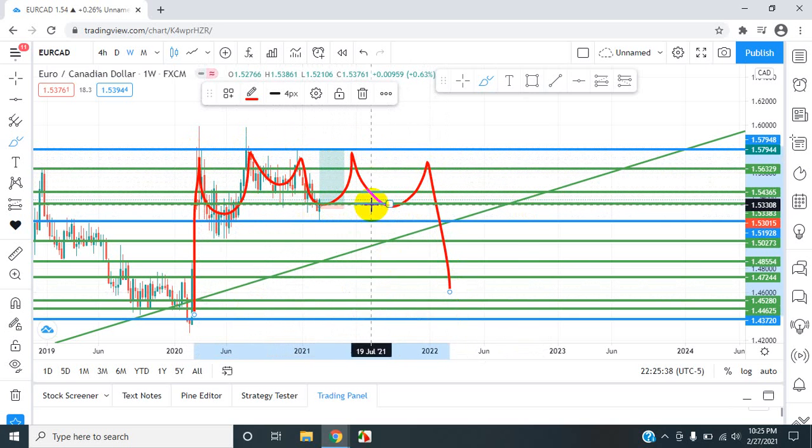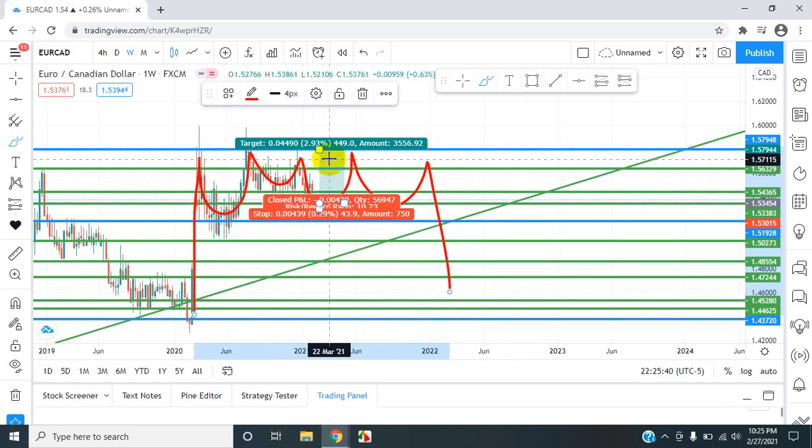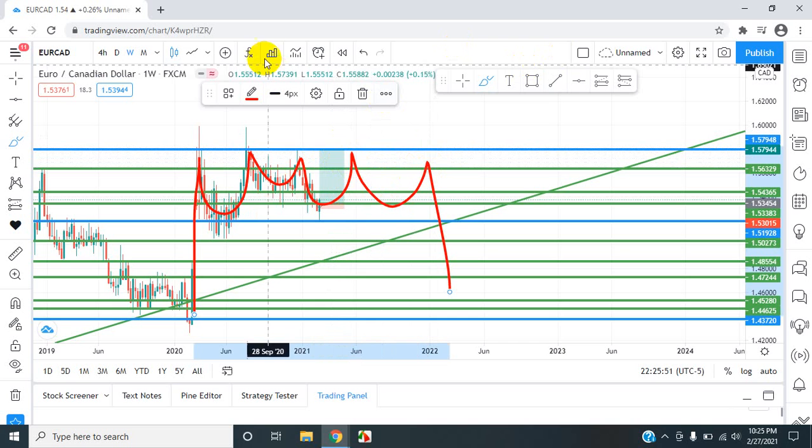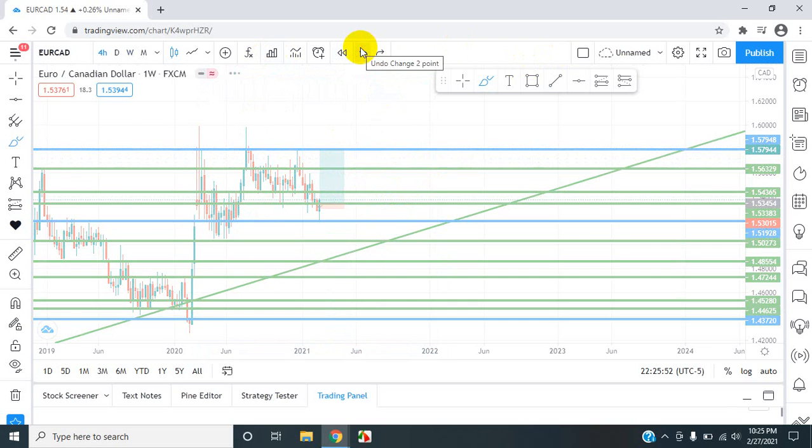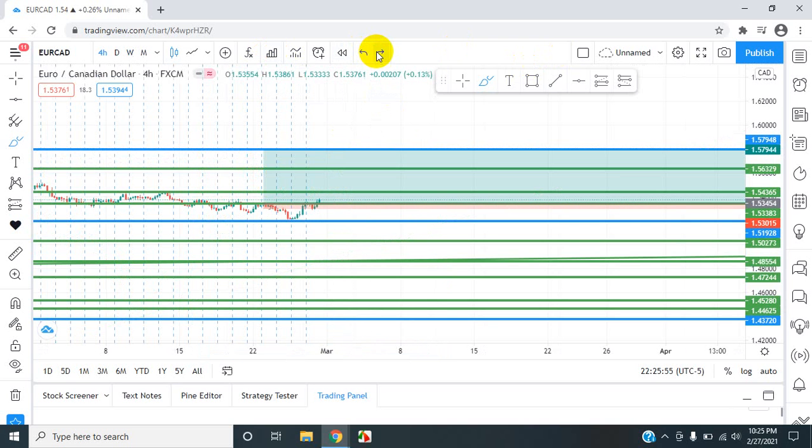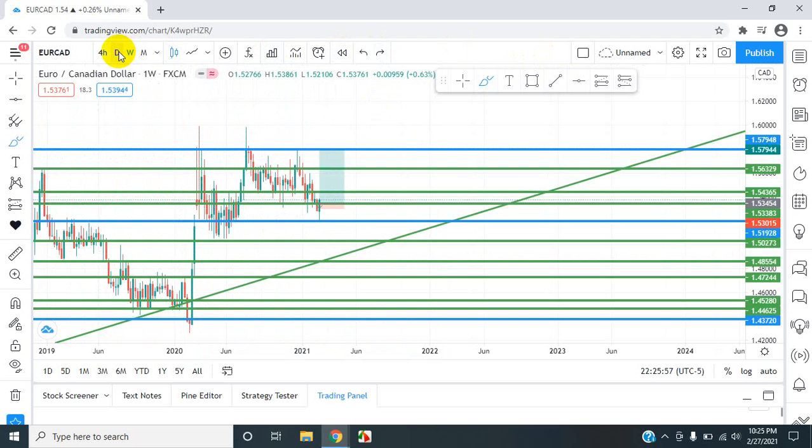So we're in that uptrend. We're looking for a pattern to happen here to take it for a buy for an estimate of 449 pips. So I'm going to clear my screen, and we're going to take a look and see if we see any patterns in the market.